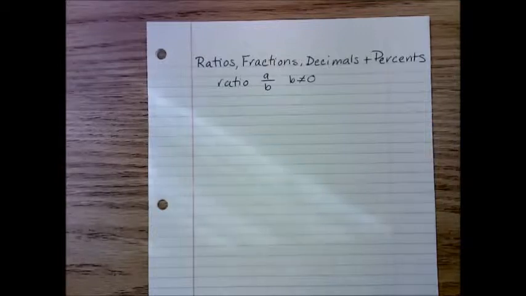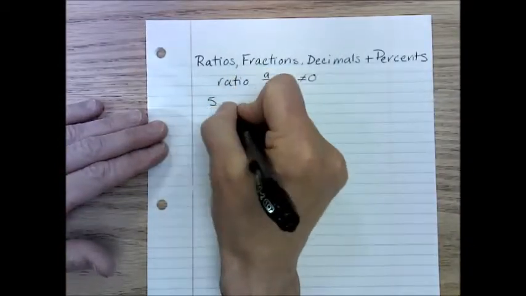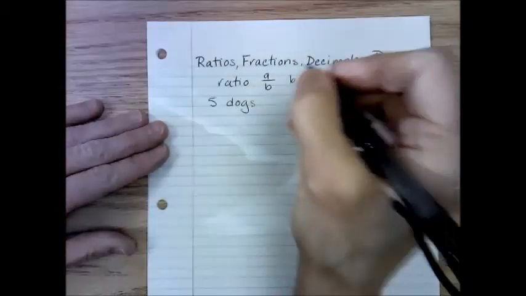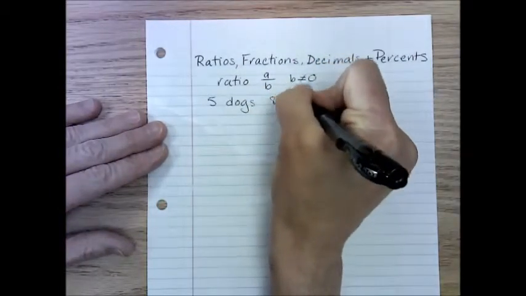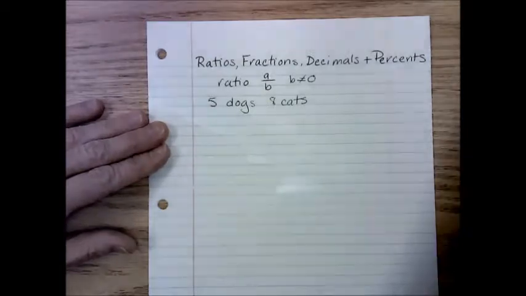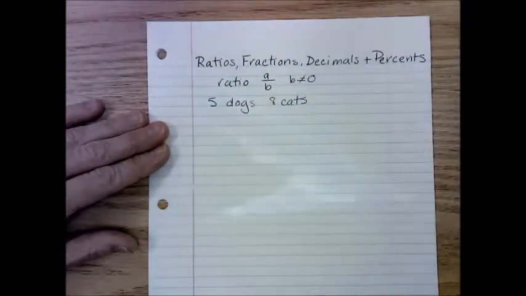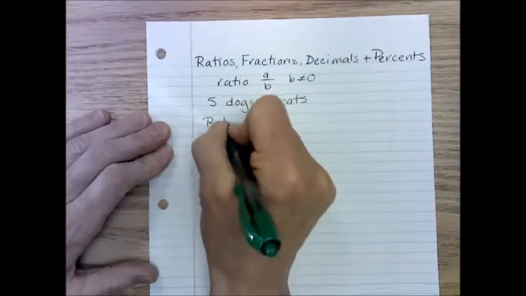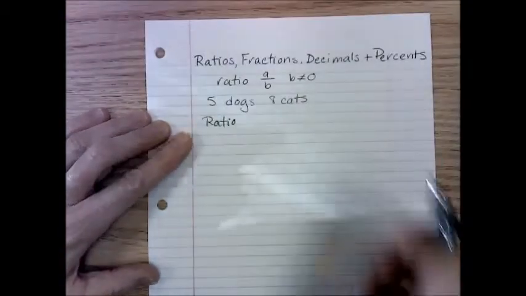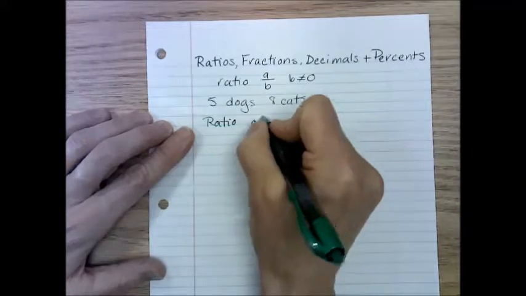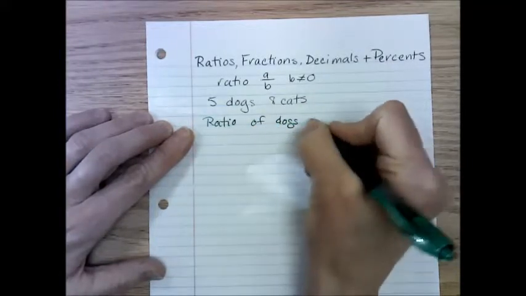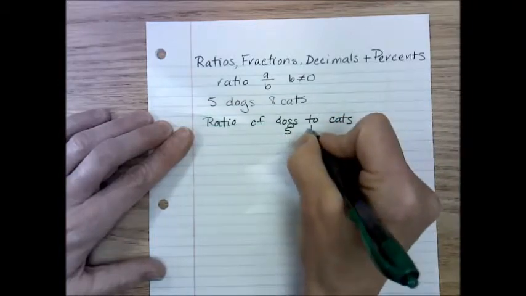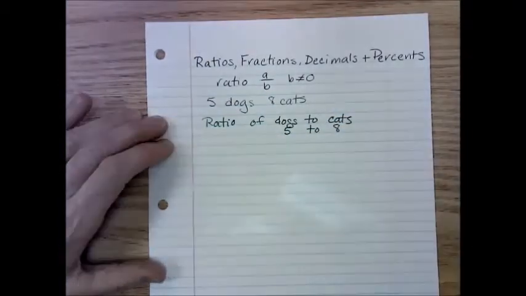For interest's sake, let's say that we are talking about 5 dogs and 8 cats. All right, and my pen is going, so we're going to go green. So if I was writing a ratio to compare these 5 dogs to the 8 cats, if I asked for the ratio of dogs to cats, the ratio would be 5 to 8.